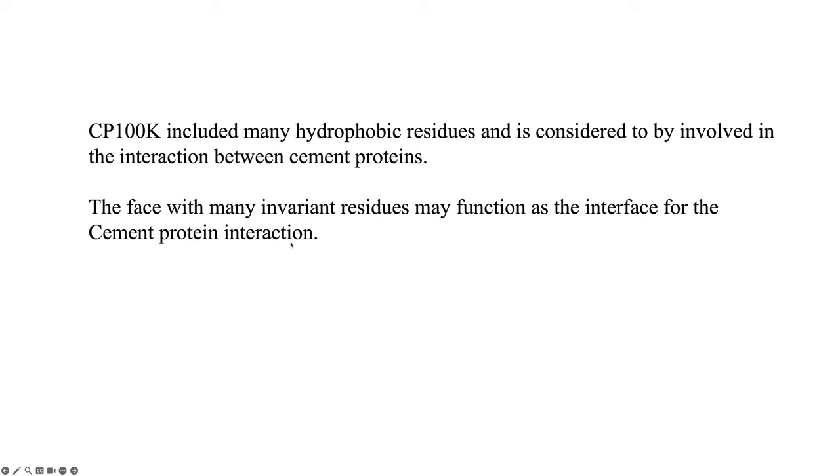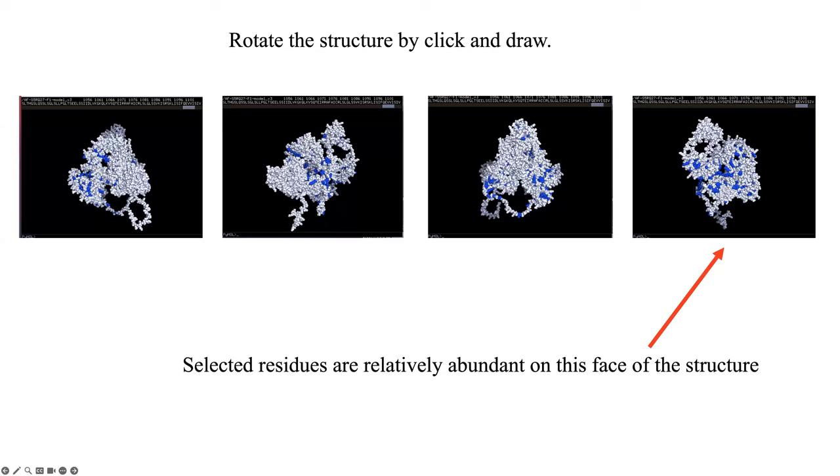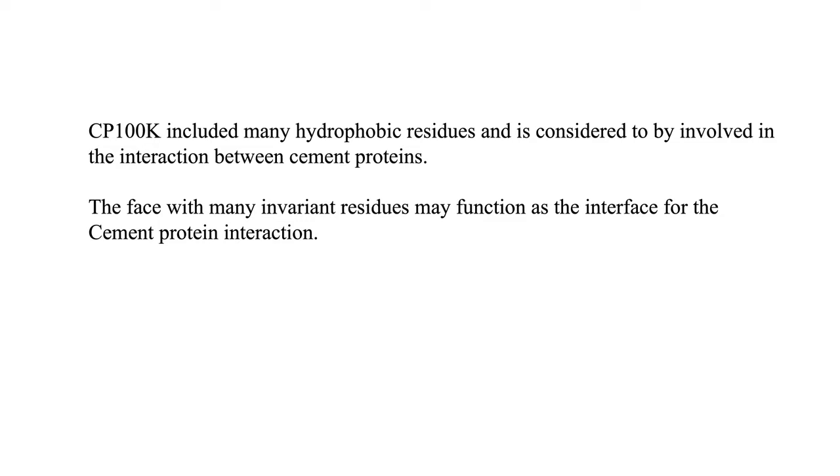But anyway, this is a prediction based on a prediction. This structure itself is a result of prediction, so the reliability is lower than the analysis of CP200K. But at this stage, we don't have any coordinate data of CP100K. In that situation, we should rely on AlphaFold. And currently, many molecular biology researchers are using AlphaFold for the analysis of their target proteins.